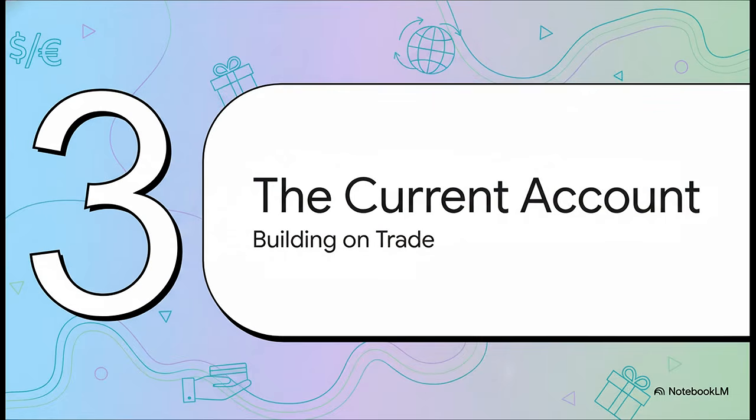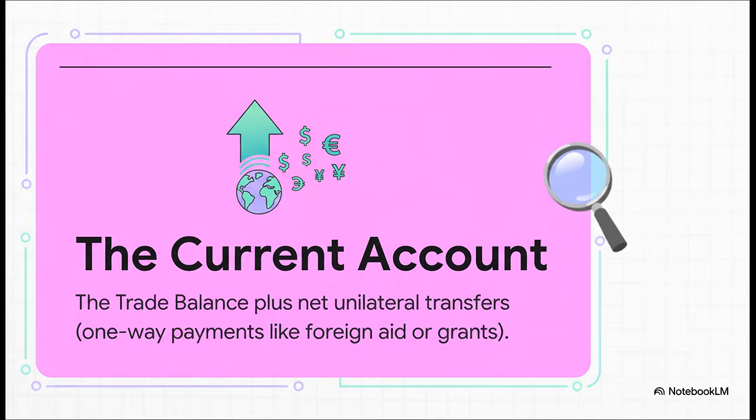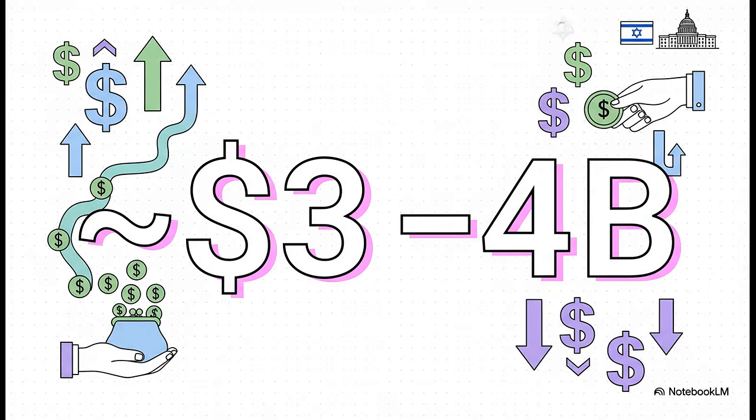But of course, trade isn't the only reason money moves between countries, so let's add the next layer to our picture. You see, sometimes money just flows in one direction, kind of like a gift, without any goods or services being exchanged in return. Think about foreign aid, or maybe a grant from another country. These are called unilateral transfers. And when we add these one-way payments to the trade balance, we get a bigger, more complete picture called the current account.